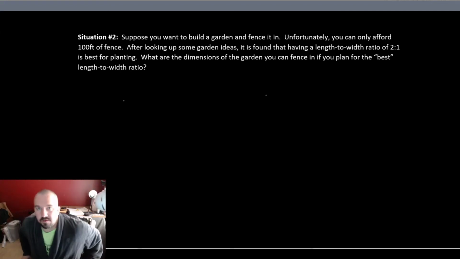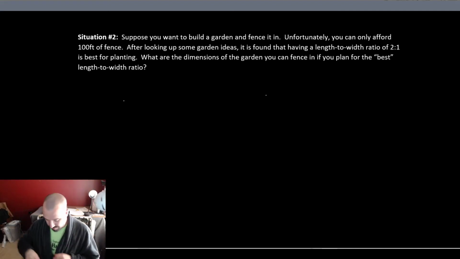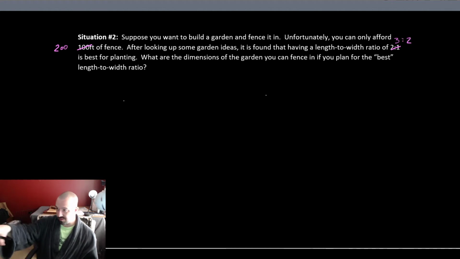So for this video, this is a situation that I gave one of my students, and so I'm not going to go through the exact numbers here, but I'm going to take you through a very similar situation. So let's say that you can afford 200 feet of fence, and the length to width ratio is now 3:2. So what are the dimensions? And if you read through the rest of it, it makes sense.